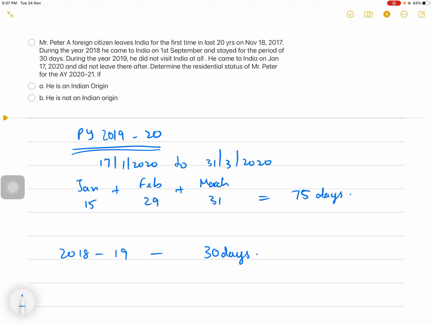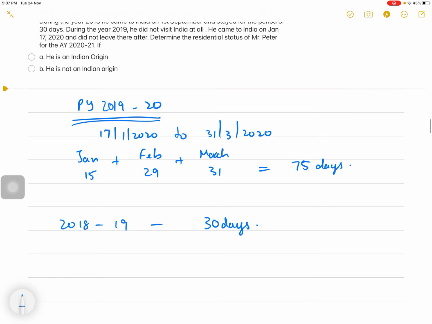During the year 2019, he did not visit India at all. Okay, and he came to India. Fine. So a foreign citizen leaves India for the first time. So he was in India itself, but he is a foreign citizen, and he was there for the last 20 years, and he is going outside India for the first time on November 18, 2017.